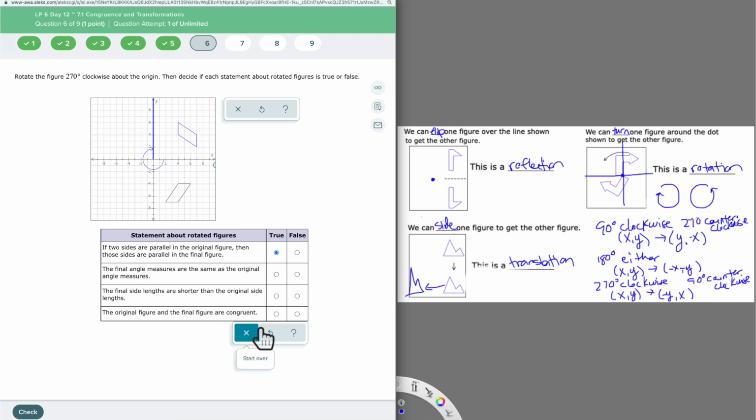All right, the final angle measures are the same as the original angle measures. That's true because it didn't change. The final side lengths are shorter than the original side lengths. Well, we didn't change the size, so that's not true. The original figure and the final figure are congruent. Oh, that's true. Rigid transformations give us congruent figures.